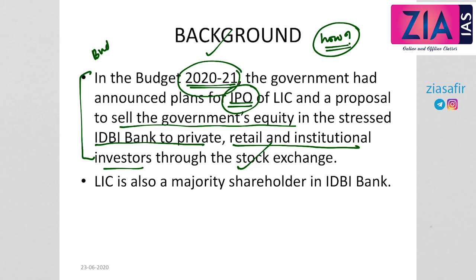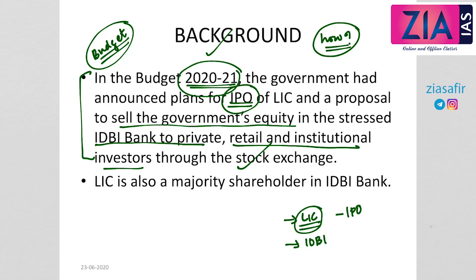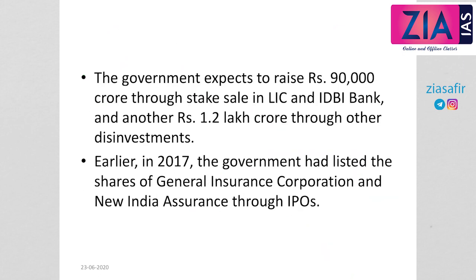So it was actually in the budget proposals of the 2020-21 financial year that LIC's shares will be sold to the public through an IPO, and the government is also planning to sell the equity shares of IDBI Bank. Why have we brought IDBI here? It's because LIC is a majority shareholder in IDBI Bank. So this was the budget proposal of the government.